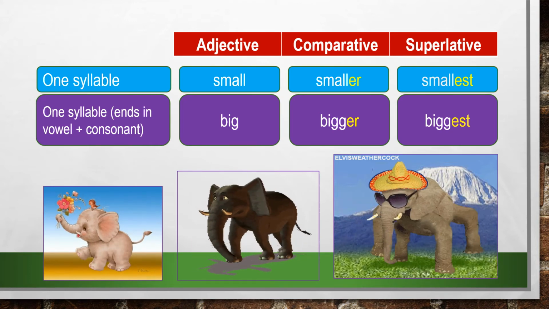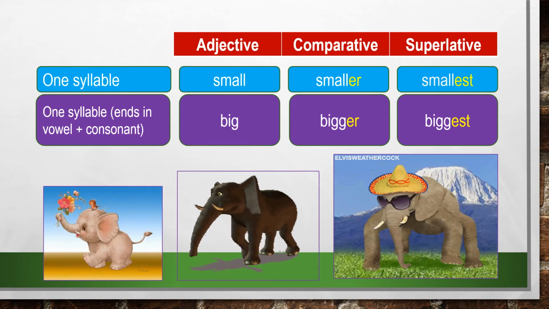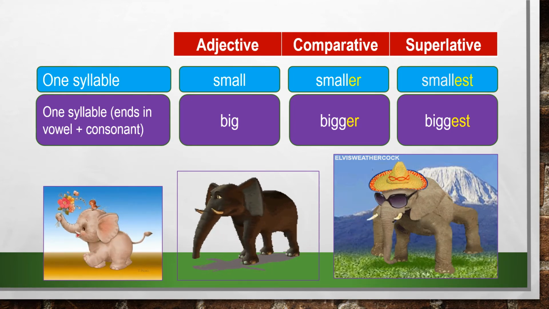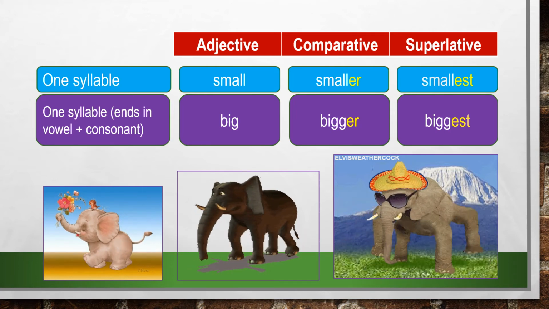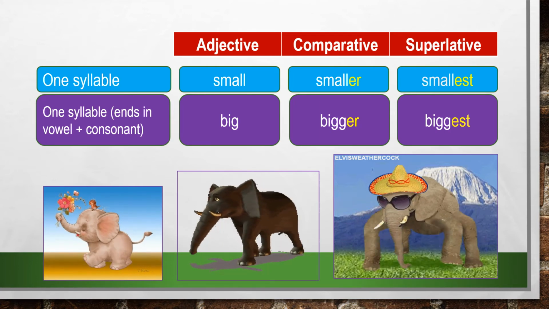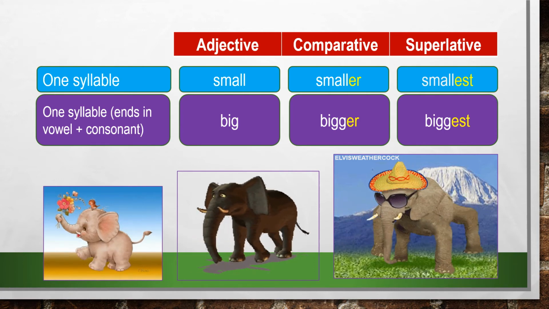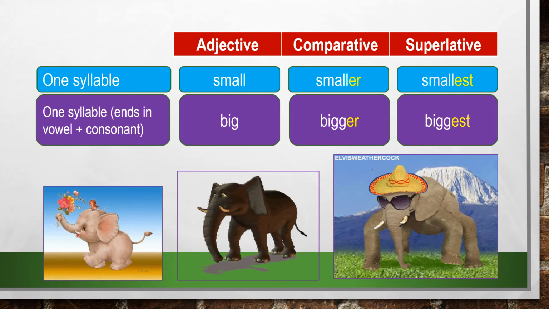Big jadi bigger, B-I-G-G-E-R, untuk membentuk comparative yang lebih besar. Big jadi biggest, B-I-G-G-E-S-T, membentuk superlative, jadi paling besar.